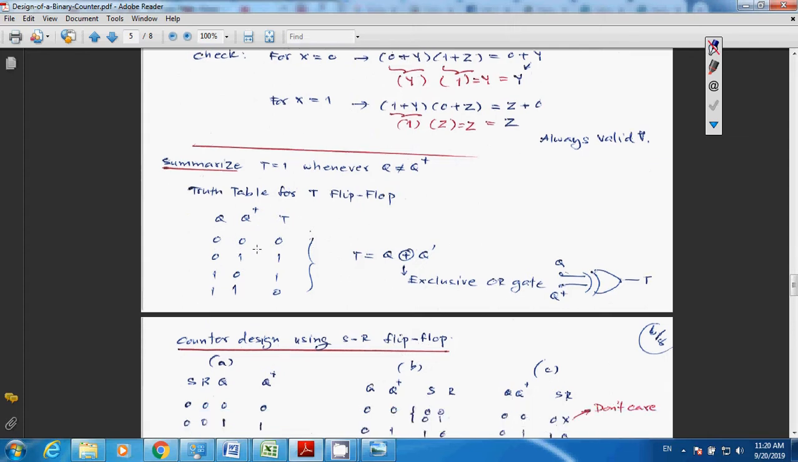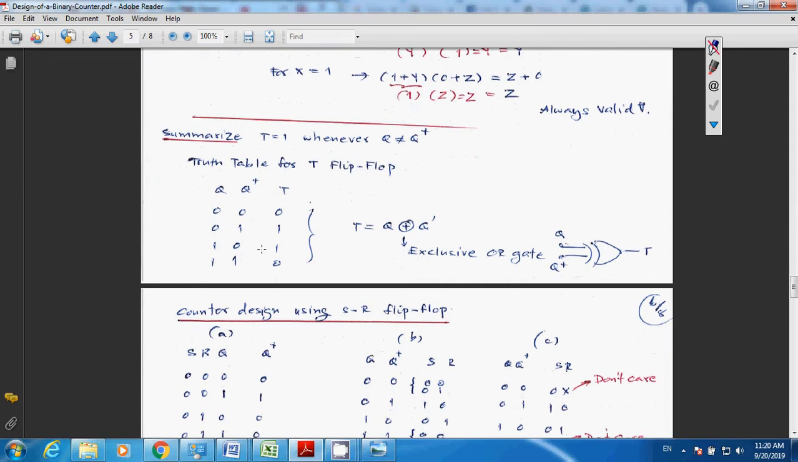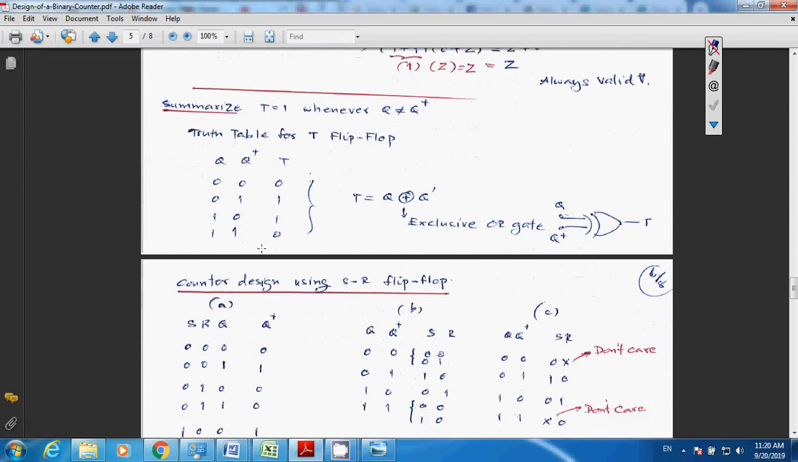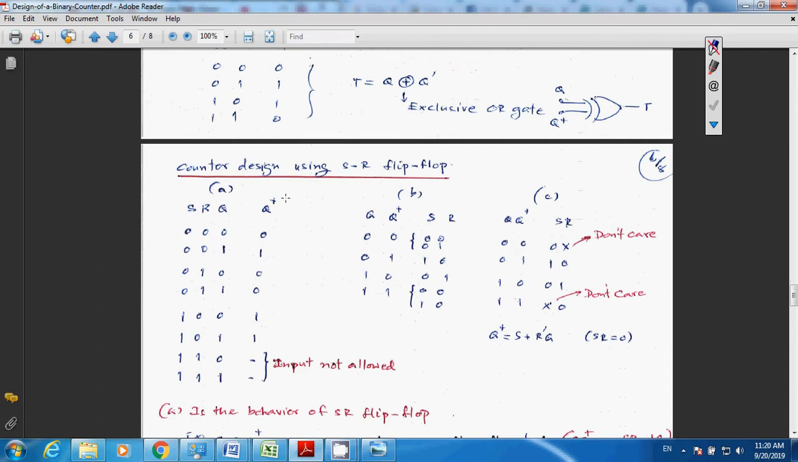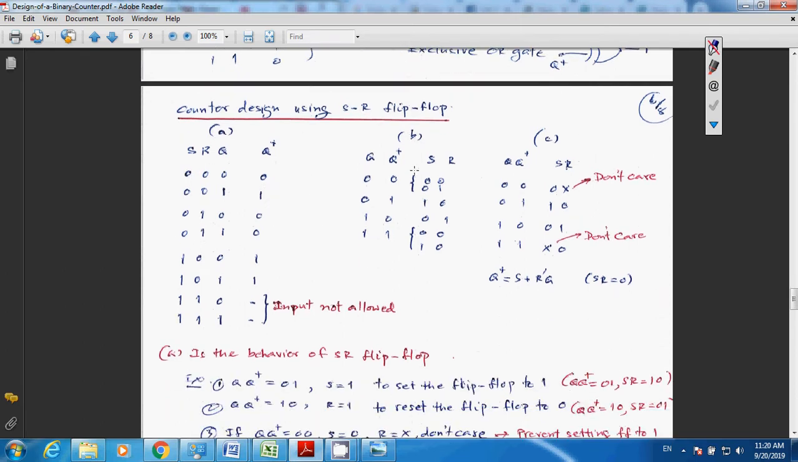And now it's going to be a little bit more complicated, so let's move on to counter design using SR flip-flop. First of all, you need to take a look at the behavior of the SR flip-flop. So I put down here the inputs S, R, and Q. Q is the present state, and Q plus is the next state. So you have 8 combinations, right?